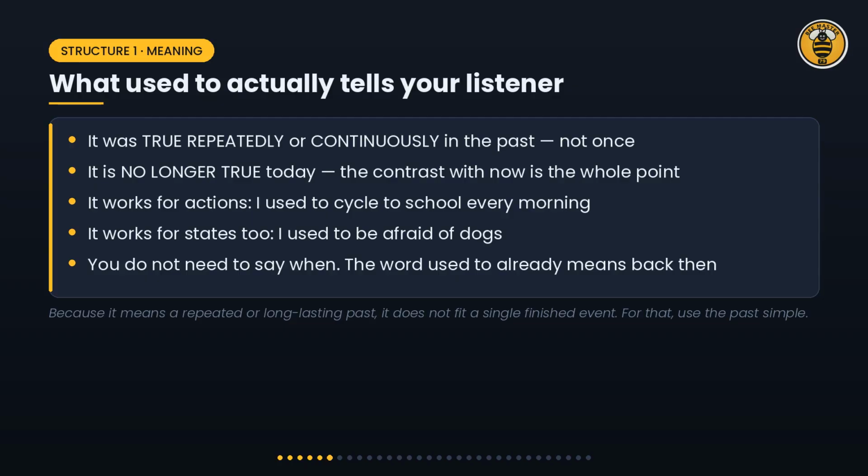One limit: because it means a repeated or long-lasting past, it does not fit a single finished event. For a single event, use the past simple instead.